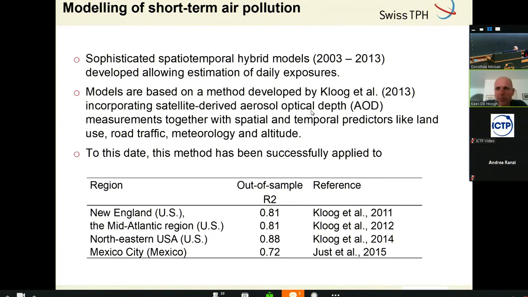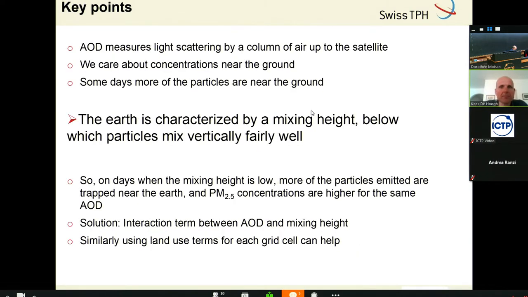And this has been developed by colleagues of ours, Itai Klock in Israel and Joel Schwartz in the US. They've used this method in a lot of regions, especially in the US, now also in Mexico. And Massimo, who will talk after me, and myself, we've both been applying this method now in Italy and in Switzerland quite successfully. And this is how we do that.